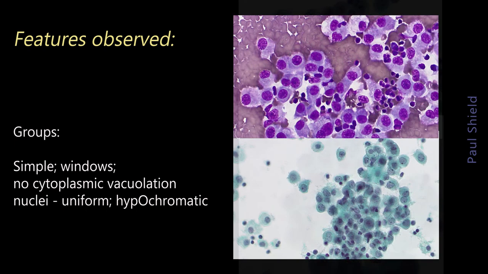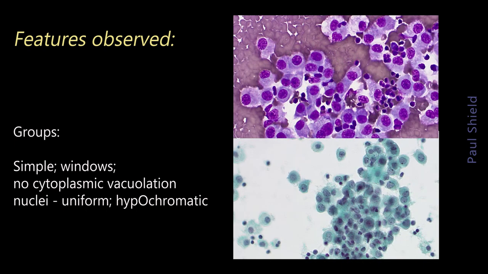Nuclei really were quite uniform, and I think one of the keys to recognizing reactive mesothelial cells is that hypochromasia. So they showed very bland pale chromatin on the Pap stain slides, the nuclei really not standing out from the cytoplasm at all, and the Diff-Quik really showed very little variation in nuclear size and shape, quite uniform. So this was really all consistent with just a benign mesothelial cell proliferation.